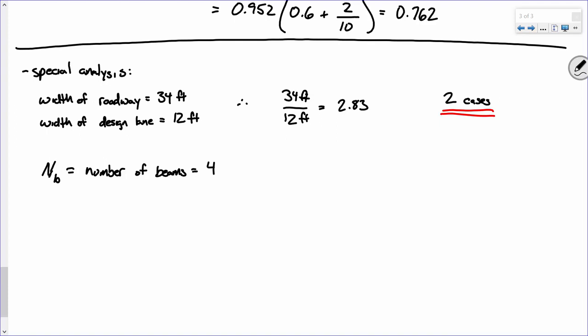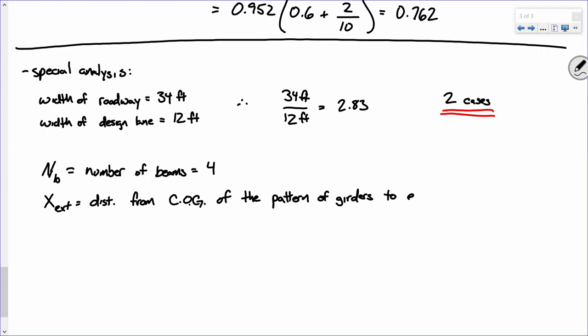All right. So the next thing we need to determine is this exterior distance x. And what that is, is the distance from the center of gravity of the pattern of girders to the exterior girder.